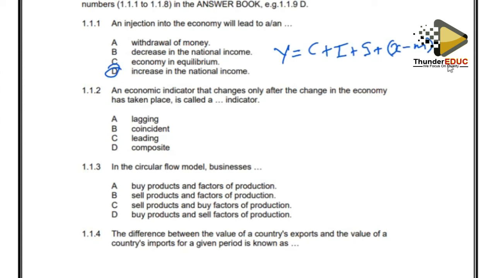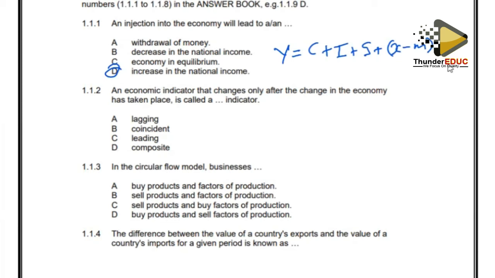So we also have the composite indicator. A composite indicator is an indicator that combines all of the indicators. It takes into account the lagging indicator, the coincident indicator, as well as the leading indicator.